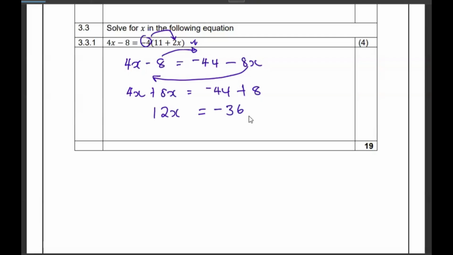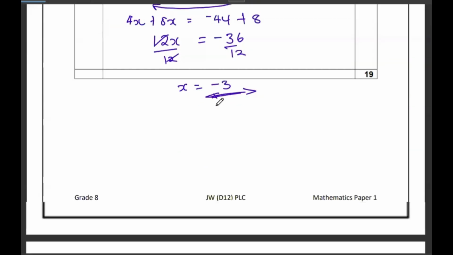Then we need to get rid of the 12. We divide by 12. Okay, when you're multiplying, you divide. When you're adding, you subtract. So this must be a negative 3 as our final answer. So that brings us to the end of question number 3.